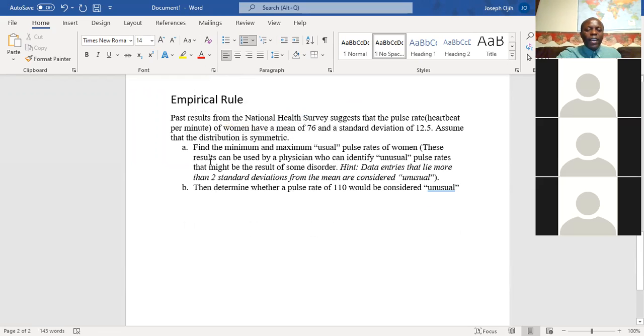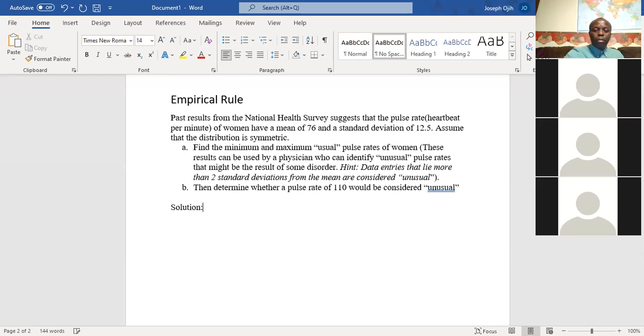Now it says, find the minimum and maximum usual pulse rate of women. Usually, the data entries that are within 2 standard deviations are considered usual. Then it says, determine whether a pulse rate of 110 will be considered unusual. So let's look at it. Solution.